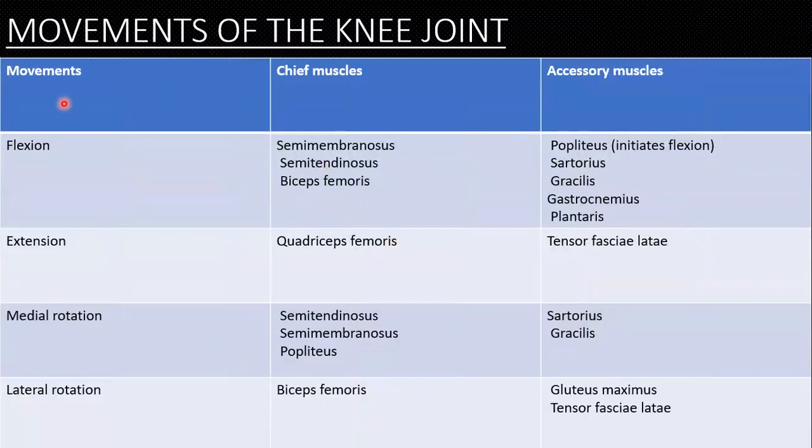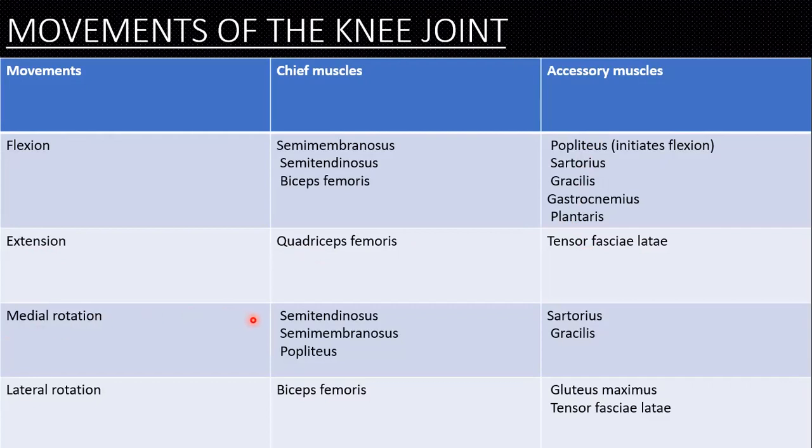Now, which are the movements of the knee joint? You have flexion. The chief muscles of flexion of the knee joint are the hamstrings, assisted by popliteus, which initiates, and the sartorius, gracilis, gastrocnemius, and plantaris. Now, extension is mainly by the quadriceps femoris, the four of them: vastus lateralis, vastus intermedius, vastus medialis, and the rectus femoris, assisted by the tensor fasciae latae via the iliotibial band.